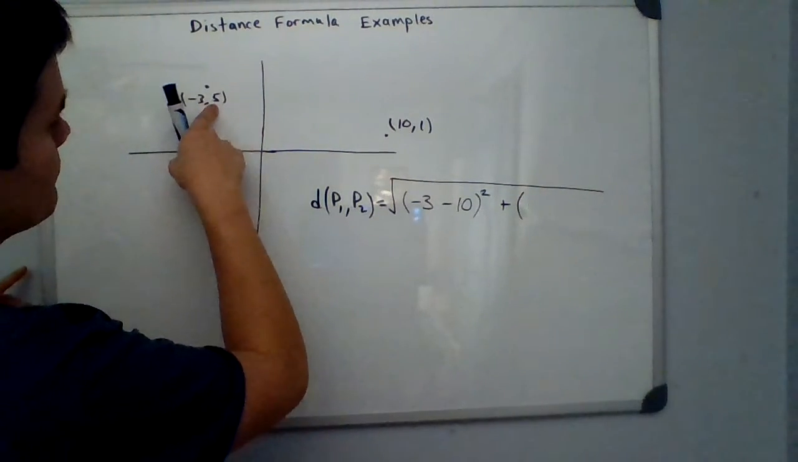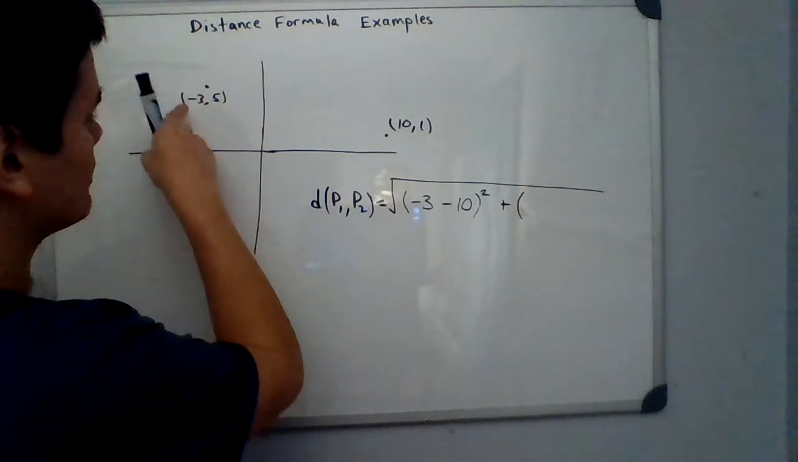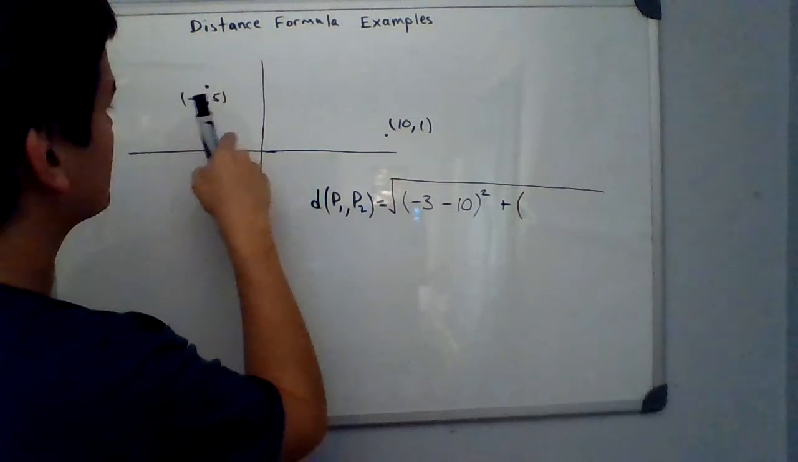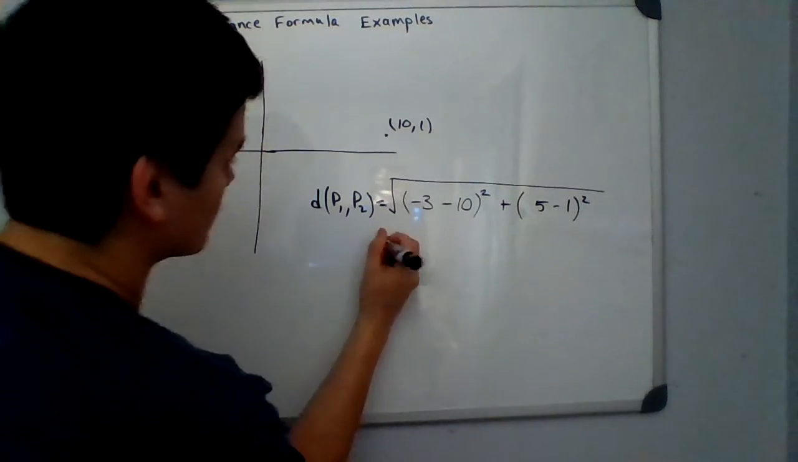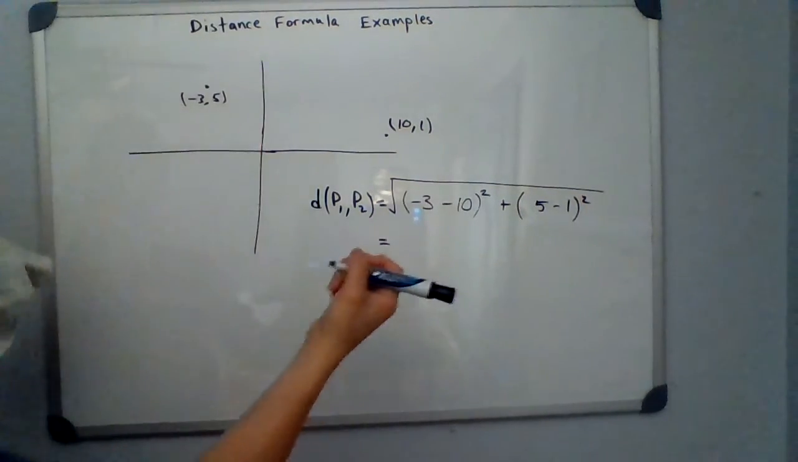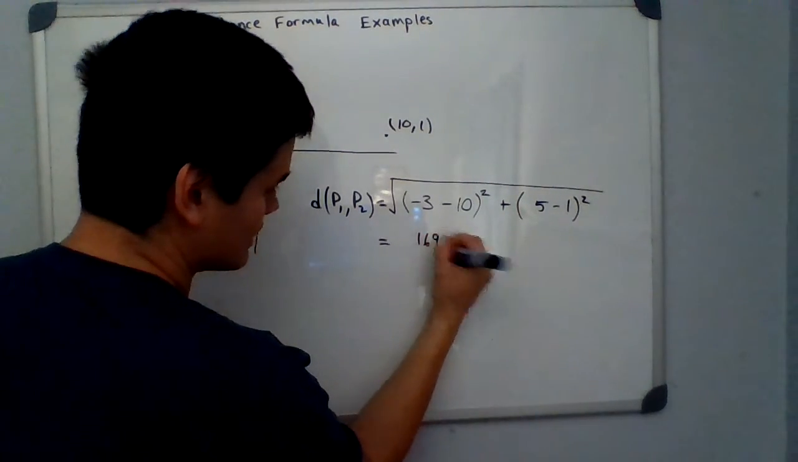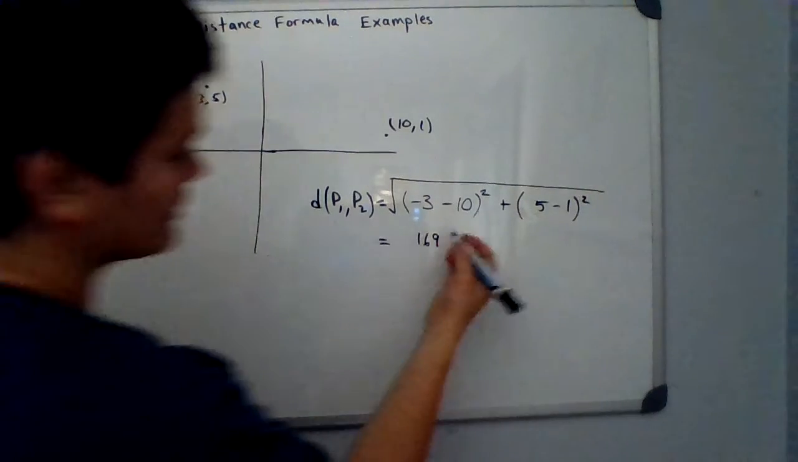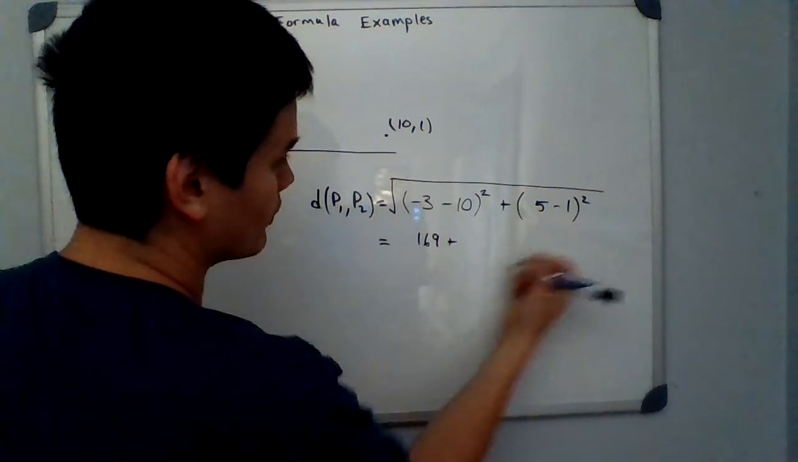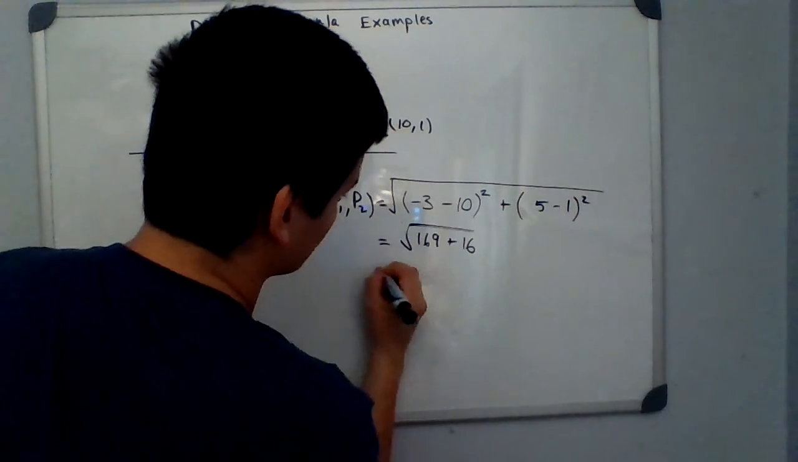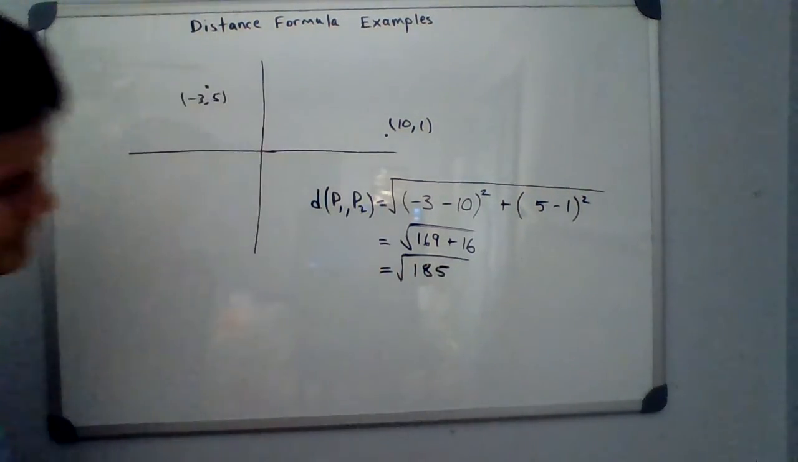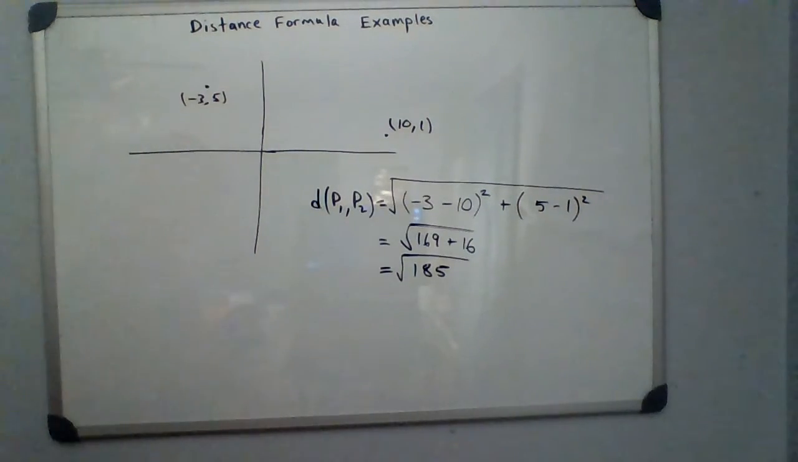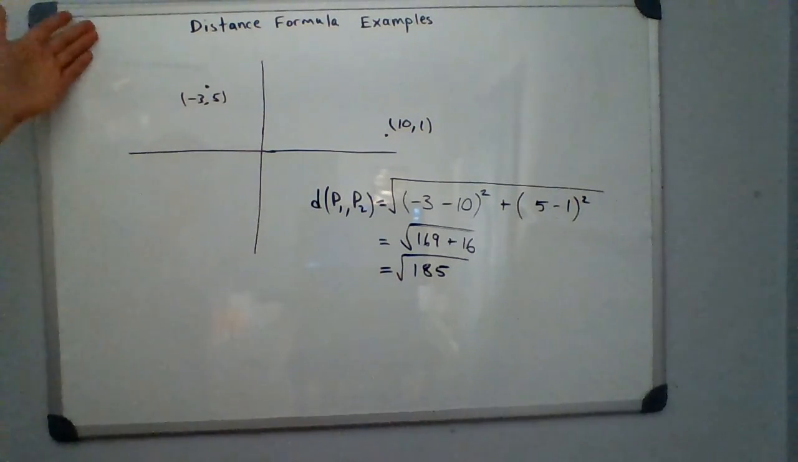So I was subtracting these values from those values, so 5 minus 1, squared, and we know the distance between those is 4, so that's good. So this ends up being negative 13 squared, which is 169, plus 4 squared, which is 16. So it's the square root of 169 plus 16, or the square root of 185. And that might reduce, I'm not sure, but I don't want to let this video go on too long. I just wanted to do a quick example of how the distance formula is used.